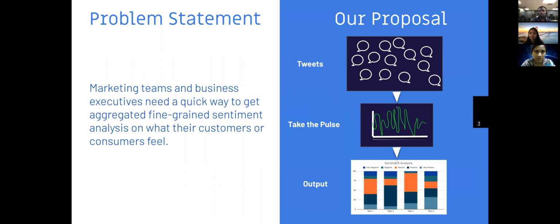Yeah. Our problem statement is that marketing teams and business executives need a quick way to get aggregated, fine-grained sentiment analysis on what their customers or consumers feel. For this problem statement, our proposal is to take the tweets from Twitter programmatically and feed those tweets to our model, Take the Pulse. It helps us generate a report with aggregated fine-grained sentiments on each topic. So for the tweets pulled, we will generate a report with the fraction of emotions on each product or service. Now, Duncan will take you through the Take the Pulse model in detail.